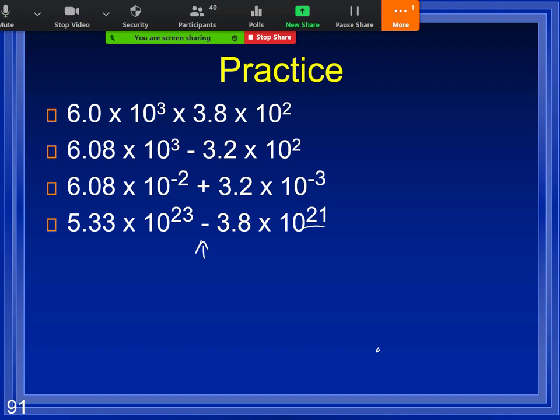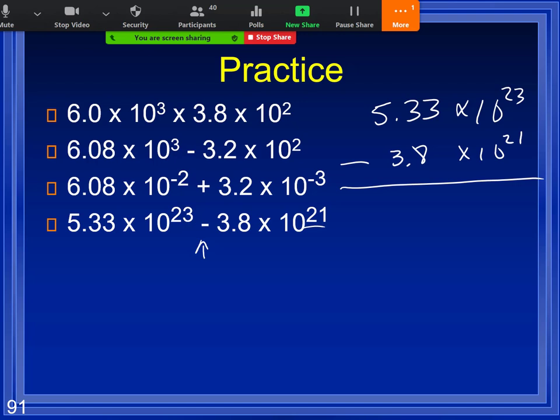Ooh. You're only going to have 20 zeros after the 8. They're not the same exponent. You can't do the math until they are. 5.33 minus 3.8. Oh, can't do that. 5.33 times 10 to the 23rd minus 3.8 times 10 to the 21st. Okay, not the same exponent.